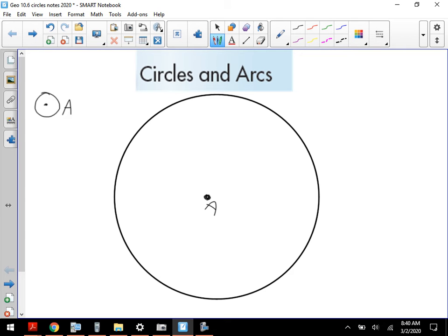Every circle, all circles have radii. The radius is from the center of the circle to the side. Again, this is stuff that all of you guys know. That is not anything different. From center to side.